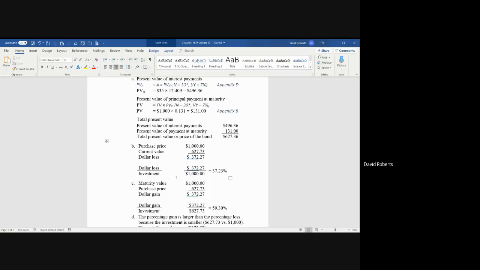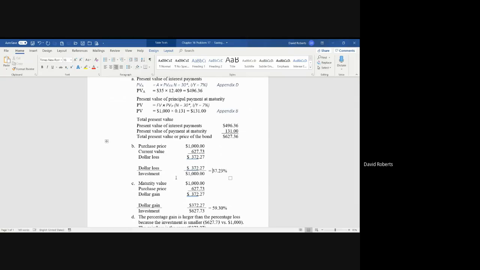So in Part B of this particular case, if you were to pay $1,000 for the bond, it's only worth $627.73, and you would suffer a loss of $372.27. So it would be a loss of 37.23%. If you want to put a minus sign in front of it, I will do that. So that will show it as a loss.